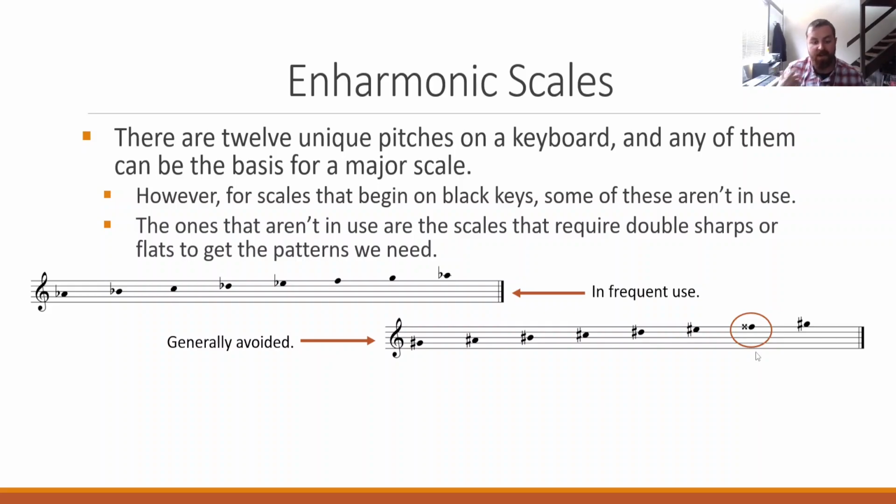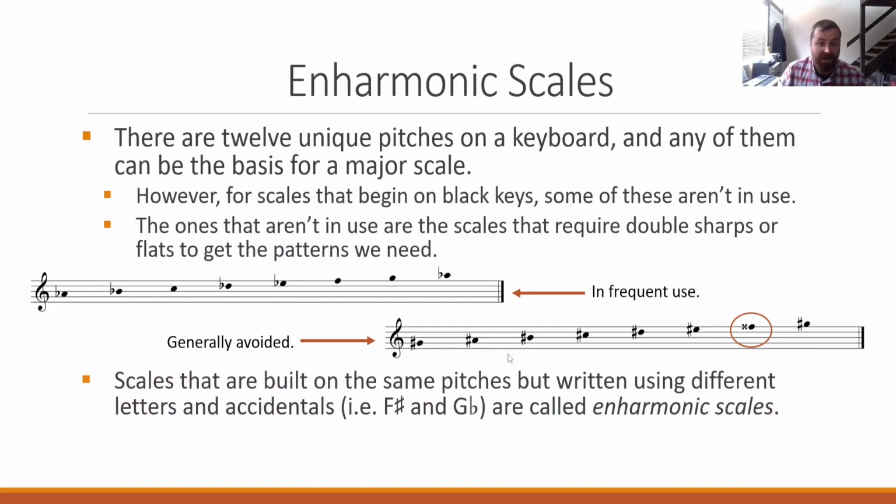If you recall from our talk when we introduced pitch, we see double sharps and double flats somewhat rarely, but they mean raising up a value a whole step. But these are pretty difficult to read accidentals, so we don't really use them. So while we can say that A flat major is in frequent use, G sharp major is not. Scales that are built on the same pitches, but written using different letters and accidentals, for example F sharp and G flat, are called enharmonic scales. These are scales that look different, but they sound the same.